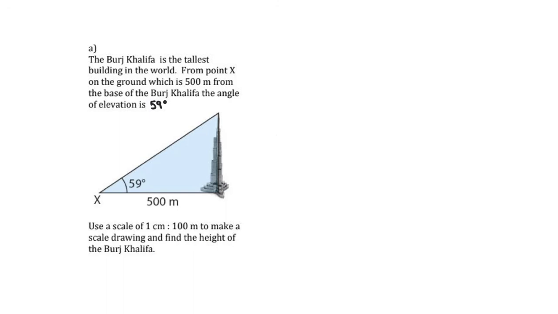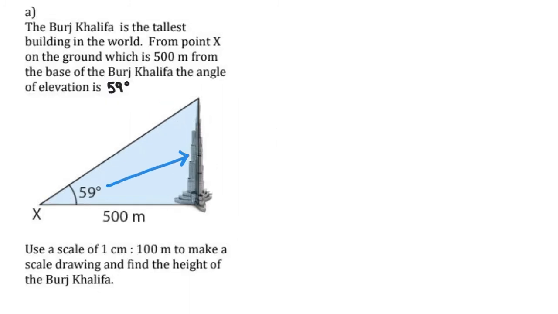Let's look at example number 2. The Burj Khalifa is the tallest building in the world. From point X on the ground, which is 500 meters from the base, the angle of elevation is 59 degrees. What we're actually going to do here is figure out how tall the building is. So we're going to begin by labeling our triangle. We know that this is our opposite side. This would be our 90 degrees, making this our hypotenuse. And the other side remaining attached to the angle is the adjacent side.